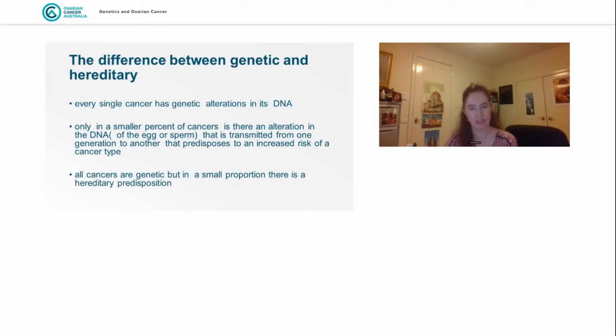I just wanted to highlight with this slide the difference between something that's genetic and something that's hereditary. Sometimes I hear people, particularly young people, say, the doctor said my cancer was genetic, when what they really meant is hereditary. Every single cancer cell has genetic alterations in its DNA. Only in a smaller percentage of cancers is there an alteration in the DNA of the egg or sperm that is transmitted from one generation to another that predisposes to an increased risk of a cancer type. So all cancers are genetic or have genetic changes, but only in a smaller proportion of cancers can there be said to be a hereditary predisposition acting.